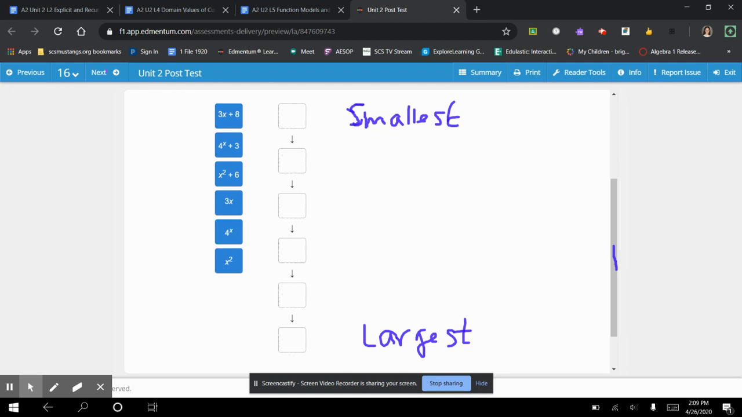And they try and be a little sneaky on you, like with the x squared and the x squared plus 6. Which one would be smaller between those two, an x squared or an x squared plus 6? Likewise, keeping an eye on those. Make sure you pick the one that's the smallest. And then the same thing here. Make sure you pick the smallest between those two first.